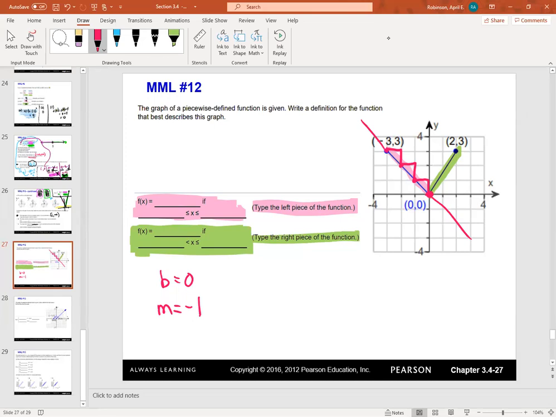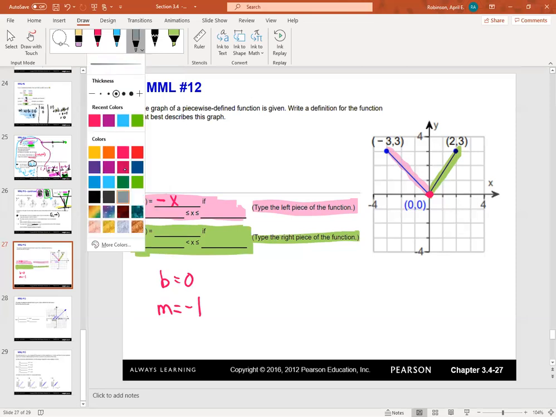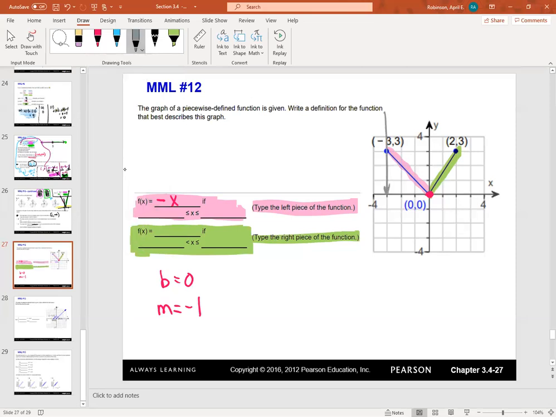So in a mx plus b explanation, this would be a negative invisible 1x plus 0. I wouldn't put plus 0 because it's a waste of time. So that's the pink one, negative x. Now, where does that go? It goes from, how about gray? It goes from here to here, which is from negative 3 to 0. So I would put the negative 3 here and the 0 there.